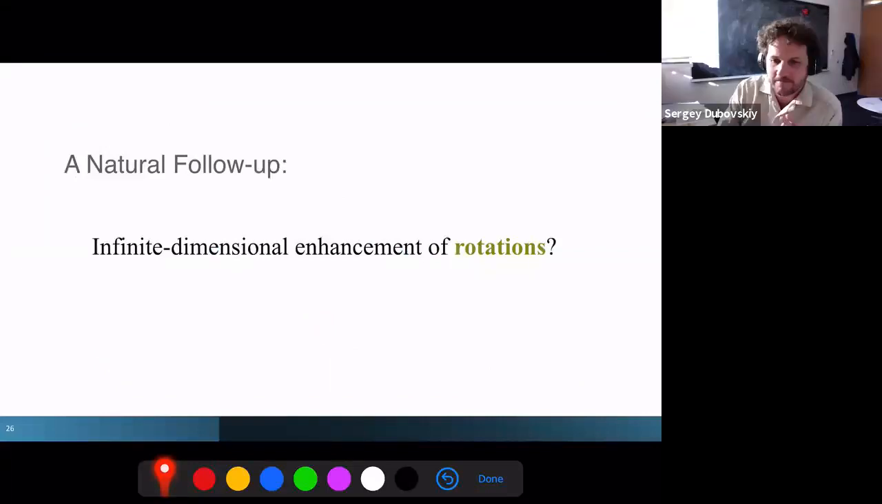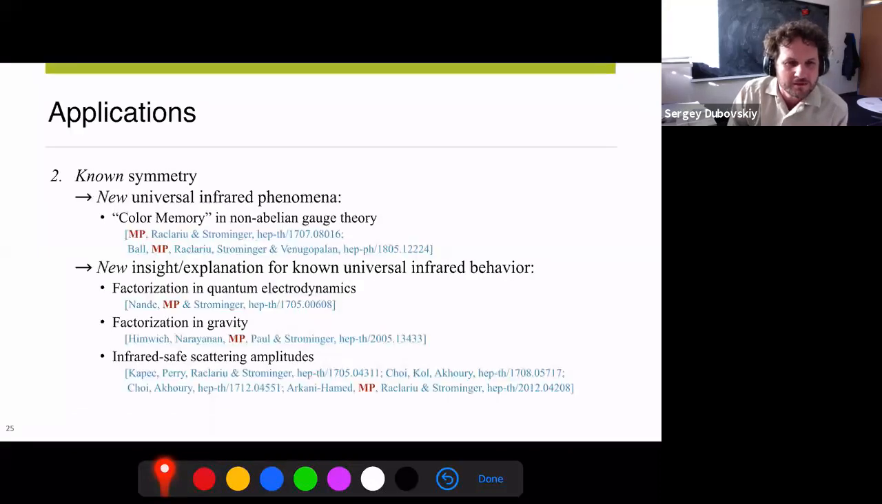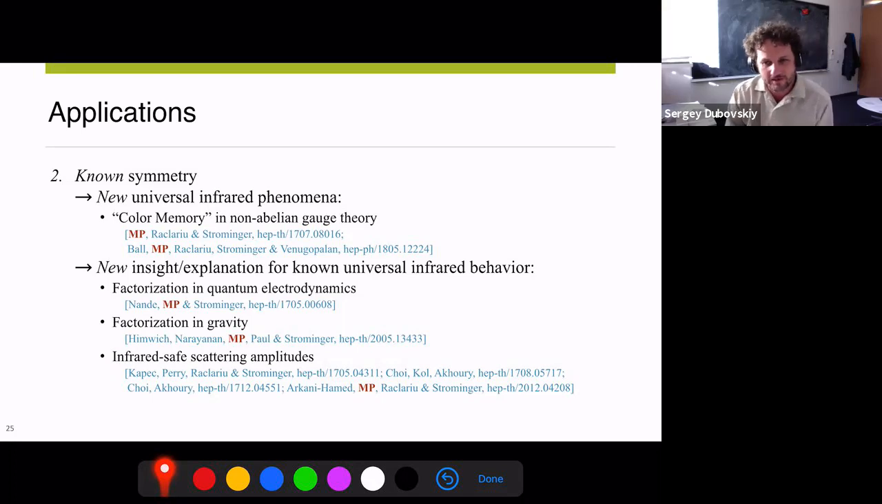So, Monica, may I ask about the previous slide? Can you say a few more words about this non-abelian color memory? Because in the non-abelian case, there is no true IR limit, right? Because there are no massless gluons. There is a mass gap at the end of the day. So how does it work?